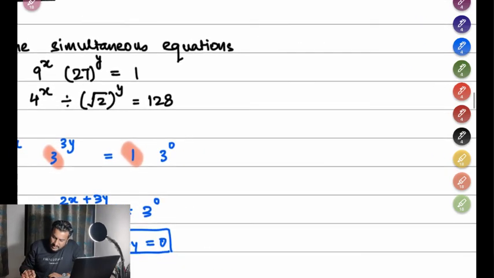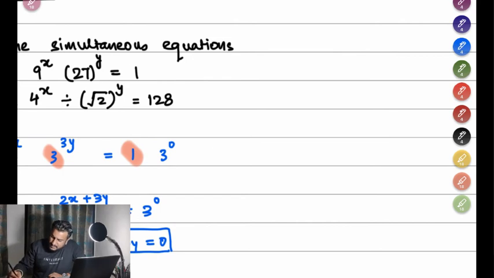Okay, now we'll solve the second equation, which is 4 to the power x. Over here we'll solve this equation. Now 4 to the power x can be written as 2 to the power 2x. Now this is divided by root 2, and root 2 can be written as 2 to the power half. Now 2 to the power half, to the power y, means powers multiply, so I can write this as 2 to the power y by 2, is equal to 128.